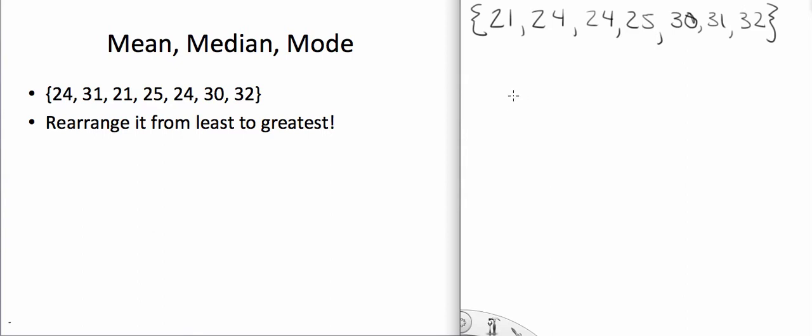Okay, so we've got these things rearranged from least to greatest. Now let's find the mean, median, and mode. Okay, so the mean we know is the average. So to find the mean, we need to find the average of all of these things.